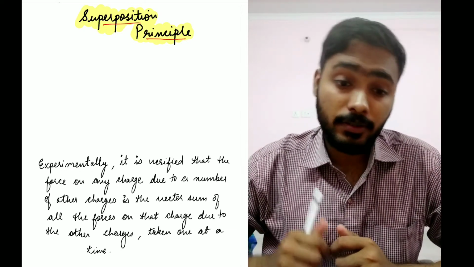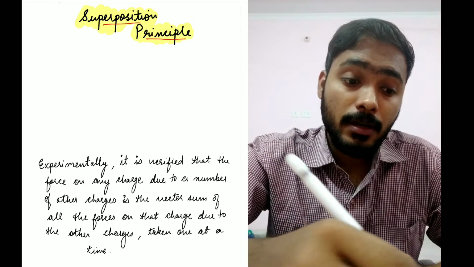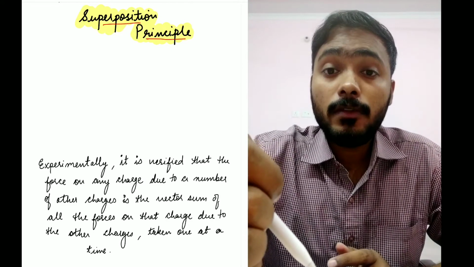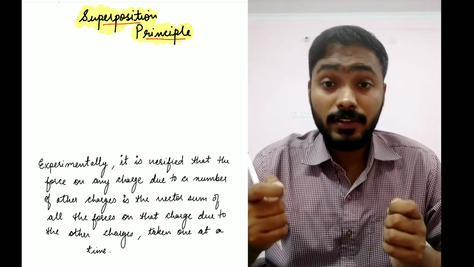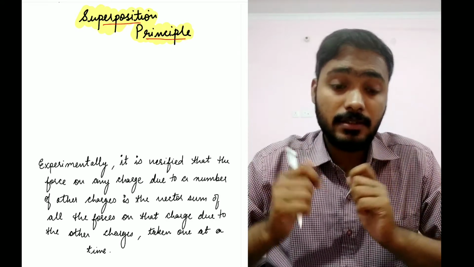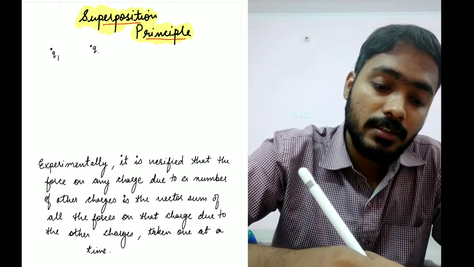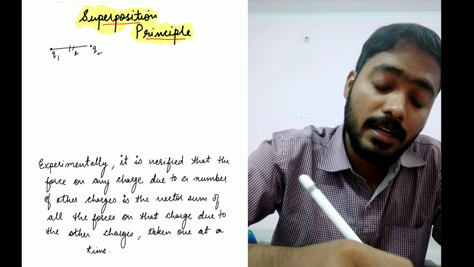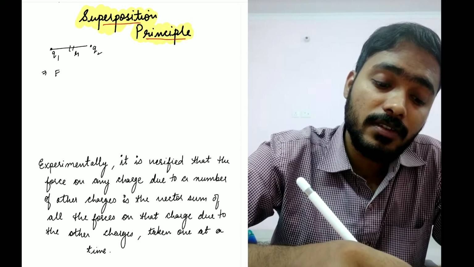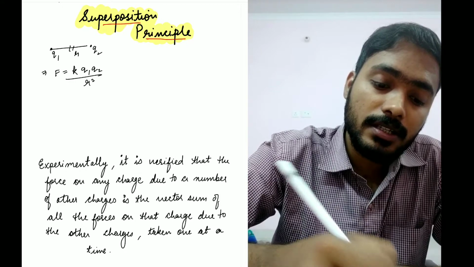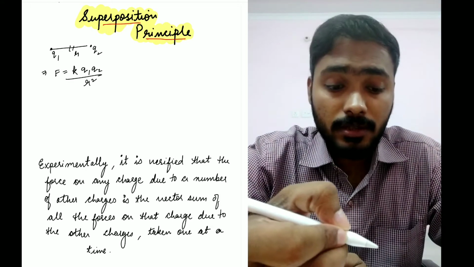So let's get started. Before we get into the numerical part, we have to understand what the superposition principle in electrostatics is. From the previous video we know that Coulomb's law talks about the force of interaction between any two charged particles. If I have q1 charge and q2 charge, separated by some distance r, then the force of interaction is k q1 q2 upon r square, where r is the distance between them.